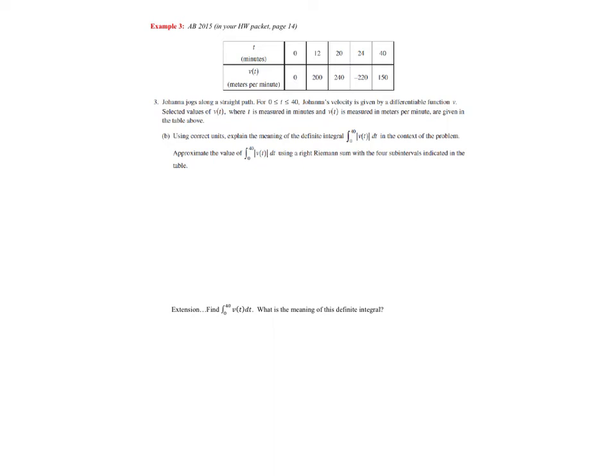Approximate the value of the integral from 0 to 40 of the absolute value of v of t, using a right-Riemann sum with 4 subintervals indicated in the table.